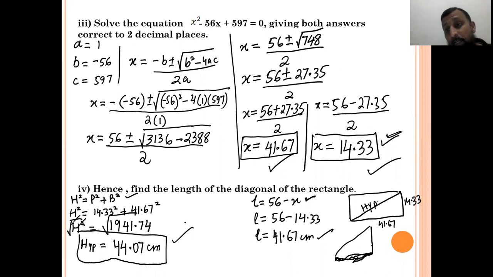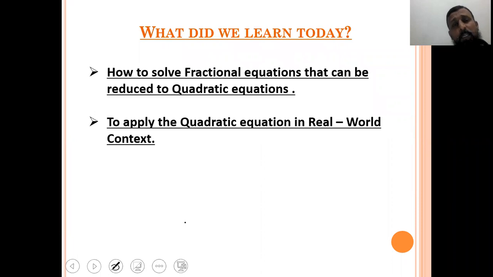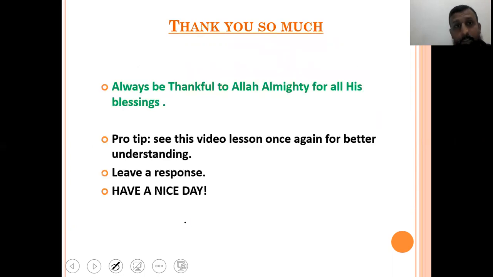Hope you enjoyed today's lesson. The question was a bit long, but it was very easy. The concept was all about a rectangle, and I'm sure you have done such questions in your lower grades as well. So what did we learn today? How to solve fractional equations that can be reduced to quadratic equations, and we applied the quadratic equation in a real world context, with one practical word problem question.